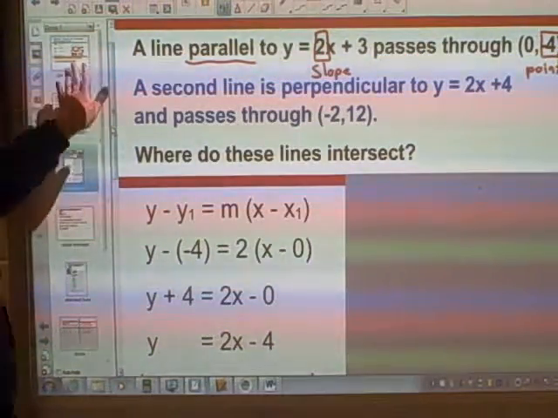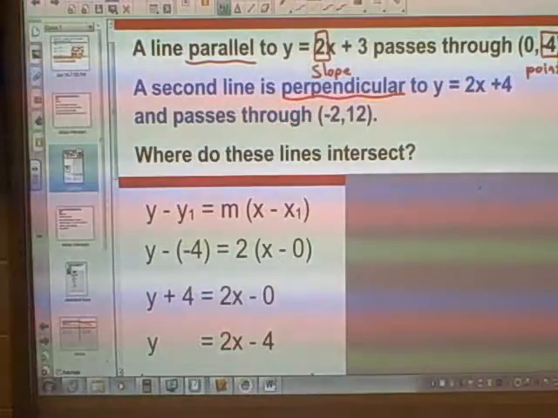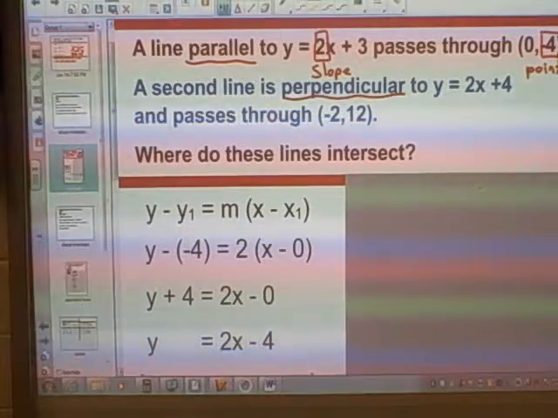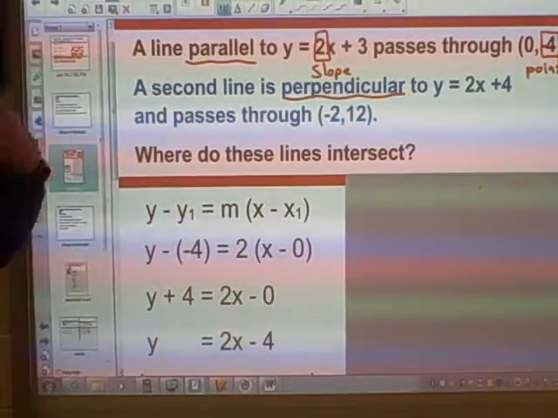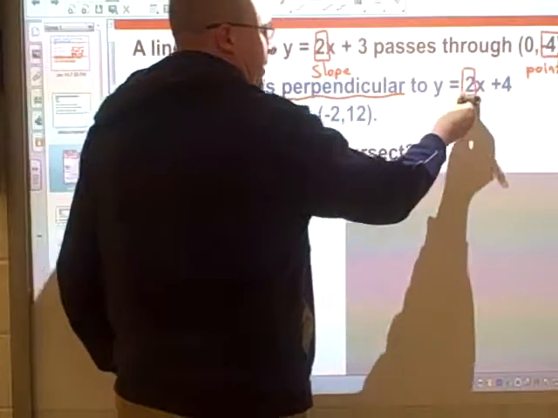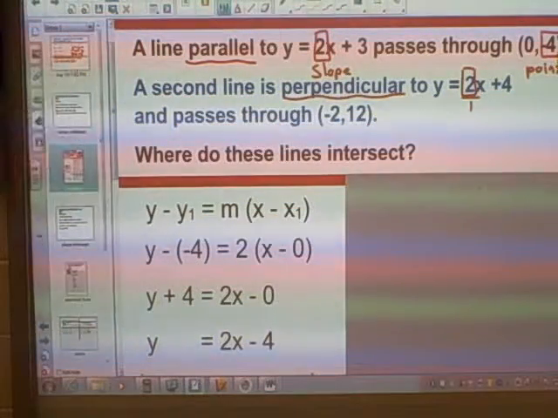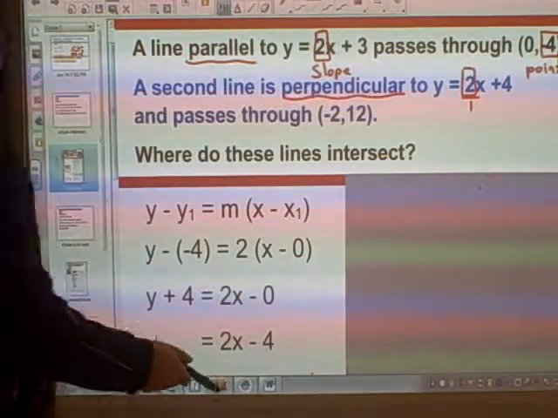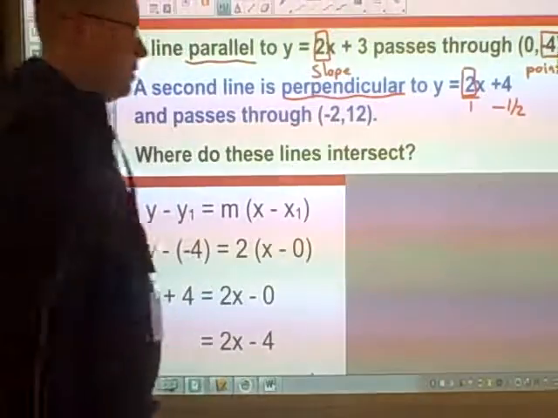Now the second part is, it says a second line is perpendicular. So perpendicular, the rule for this one is we find the slope, and then we do the negative reciprocal. So reciprocal is when we flip the fraction, and then we just change the sign by doing the negative. Now the slope for this one is also 2. Now if I want to flip this though, I want to write it as 2 over 1. So if I flip this, I get 1 over 2, and then I need to change the sign. So the perpendicular slope is -1/2.